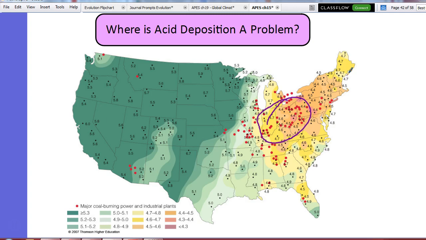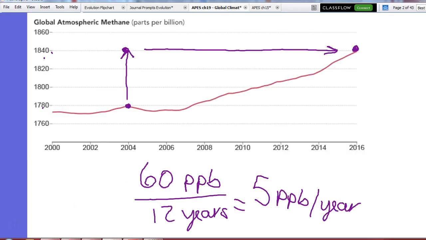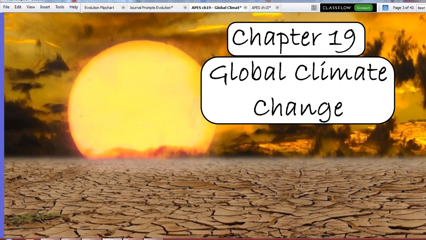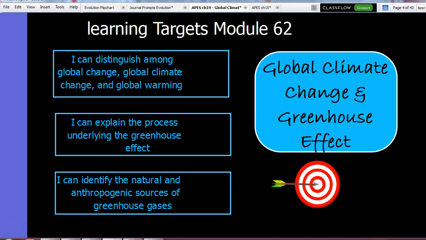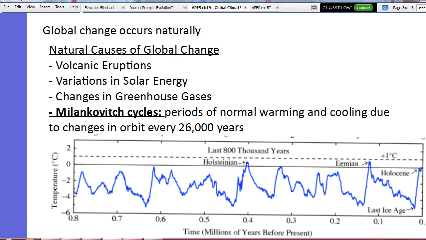All right, so climate change. Global climate change is our topic. So the first thing is climate change, or global change in climate, occurs naturally. It happens all the time. What are some of these things that influence natural causes or natural changes in our climate?